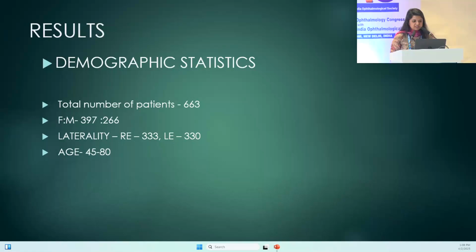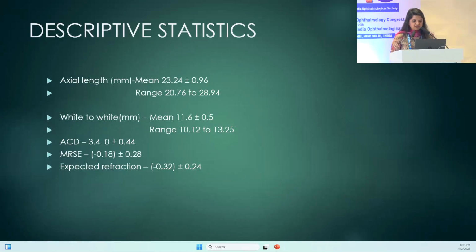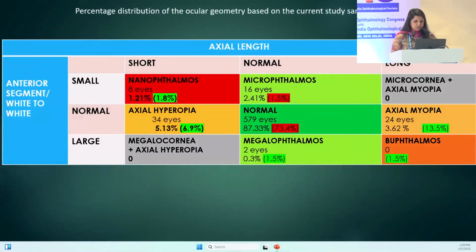Total number of patients were 663, which included 397 females and 333 right eyes, within an age range of 45 to 80. The mean axial length was 23.24 and white-to-white was 11.6, and mean refractive spherical equivalent was minus 0.18 and expected refraction minus 0.32. Normal axial lengths were more prevalent compared to the Holladay schema, and eyes with shorter and longer axial lengths were significantly less prevalent in our study. Eyes with normal and small anterior segment geometry were more prevalent, while eyes with large anterior segments were significantly less prevalent compared to Holladay schema.